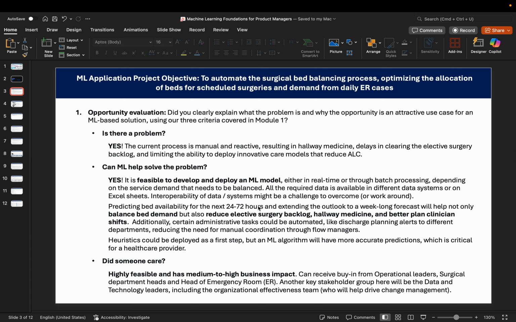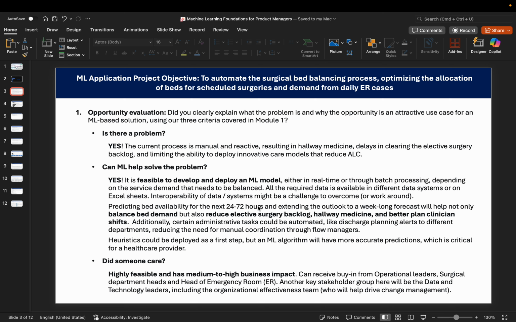The project that I've chosen to describe here for the final submission of course 2 is to automate the surgical bed balancing process, optimizing the allocation of beds for scheduled surgeries and demand for daily ER cases, specifically looking at hospitals in Ontario, Canada. The first question around opportunity evaluation: yes, there is a problem, and one that has medium to high business impact and is highly feasible.